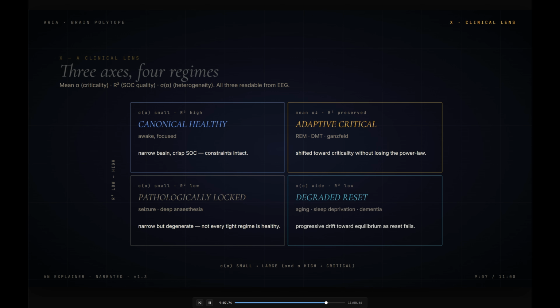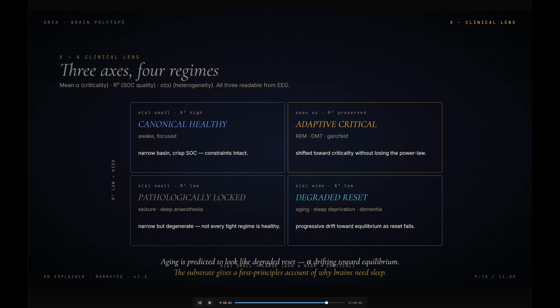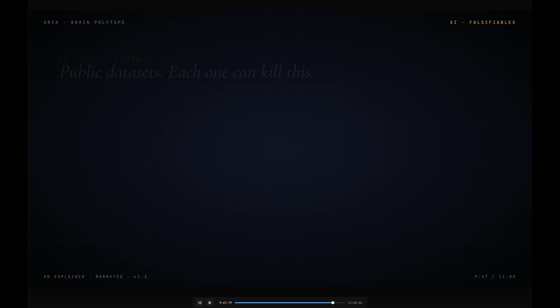If this framework holds, EEG may be readable through three axes: mean alpha-like criticality, power law quality, and heterogeneity across subjects or states. That gives four broad regimes: canonical healthy, narrow, crisp, constrained; adaptive critical, REM, DMT, and altered states moving toward criticality while preserving structure; pathologically locked, narrow but degenerate, as in seizure or deep anesthesia; and degraded reset, broad, noisy, drifting, as in sleep deprivation, aging, or dementia. This is not a clinical claim yet. It is a proposed measurement lens.